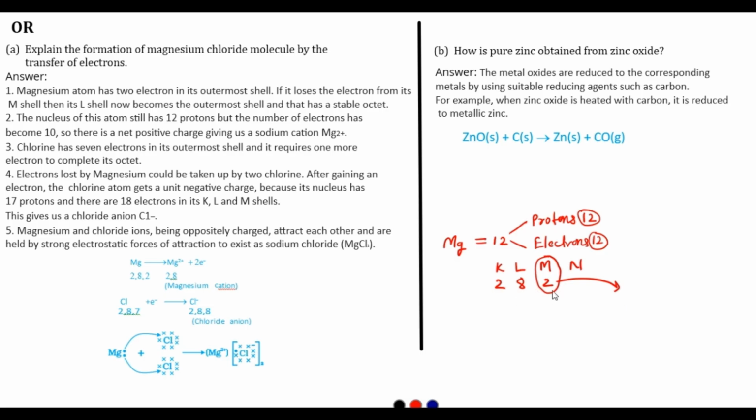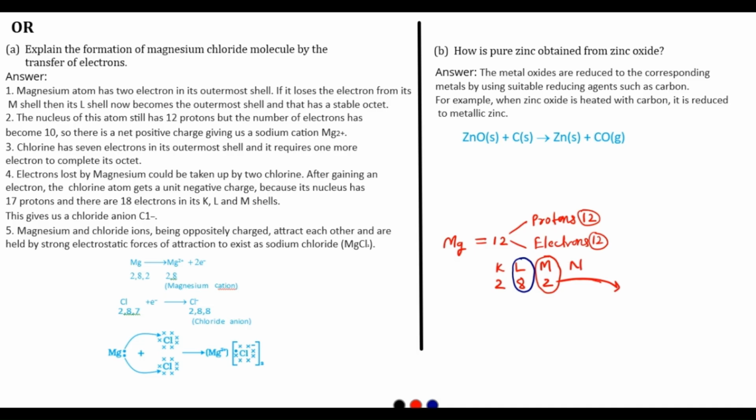So see here what happens when it loses these 2 electrons. Now this L shell will become the outermost shell and it already has 8 electrons, meaning it has completed its octet. So it has attained a stable electronic configuration. And for this, magnesium has to lose these 2 electrons.